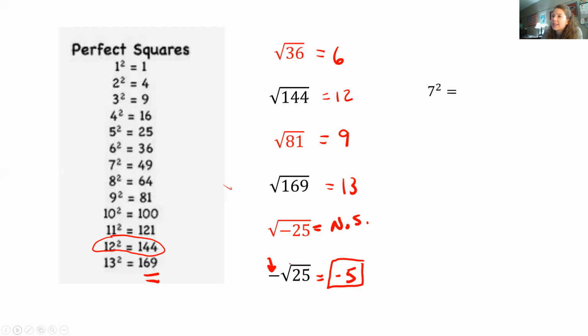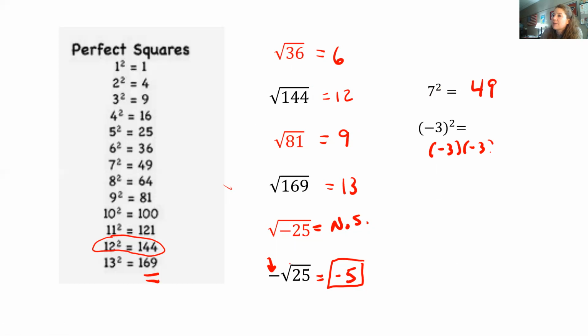All right, so then let's think of it the opposite way. If the square root of 81 is 9, then what would be 9 squared? 9 squared would be 81. So what's 7 squared? Well, it's on your list over here, right? So 7 squared is 49. What if I have negative 3 squared? Negative 3 times negative 3.